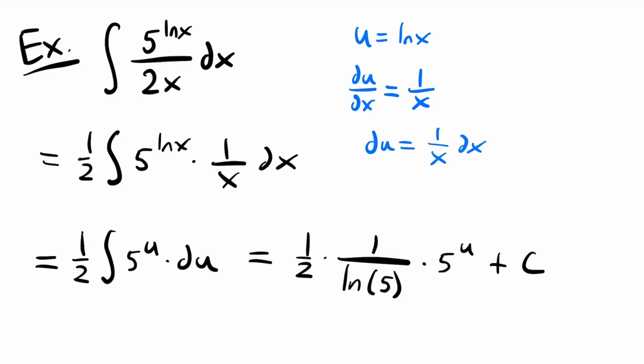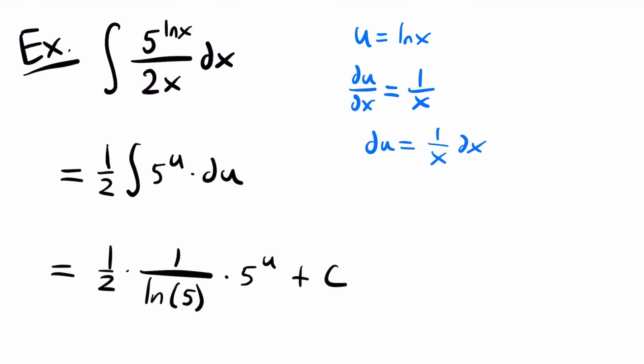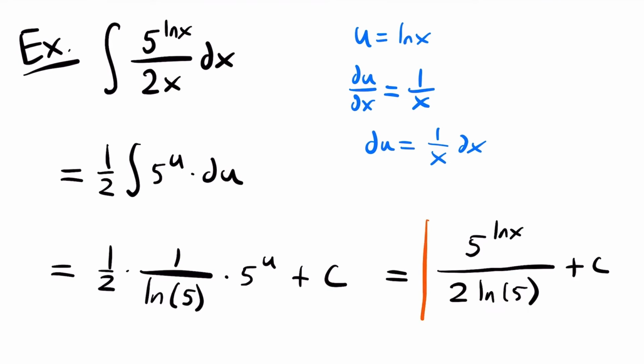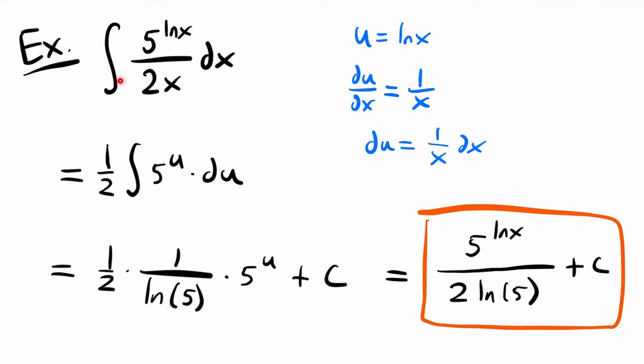All right, and so then if we simplify by multiplying our expressions together and changing u back to what we set it equal to, the natural log of x, we will get our final answer. And so if I clean up my work here, we will have that this is equal to 5 to the power of the natural log function divided by 2 times the natural log of 5 plus c. And that is the solution to this integral.